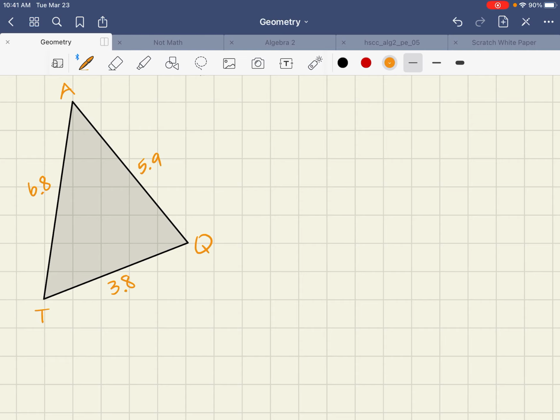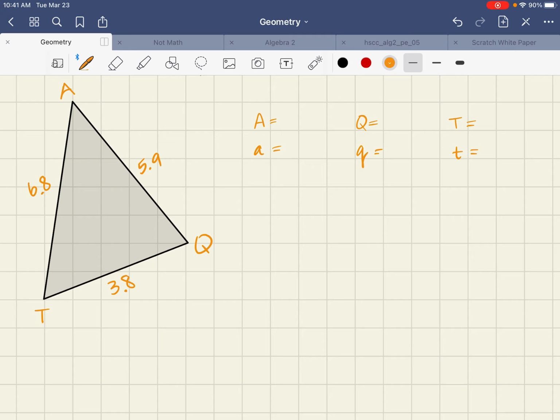Hey Logan, this is another solving triangle problem. So we're going to solve triangle AQT. We need to find three angles and three sides, and we start off by writing down the three angles: angle A, angle Q, and angle T. If we can solve for all those angles and side A, side Q, and side T, that would solve the triangle for us.